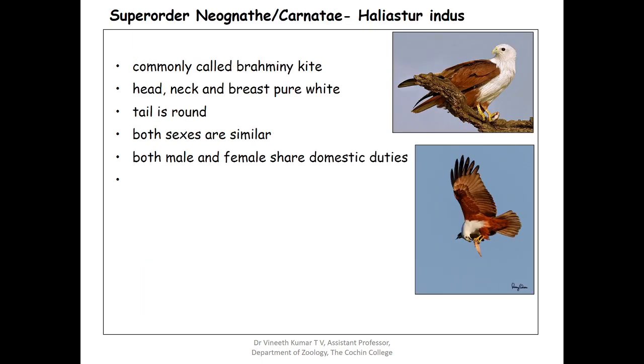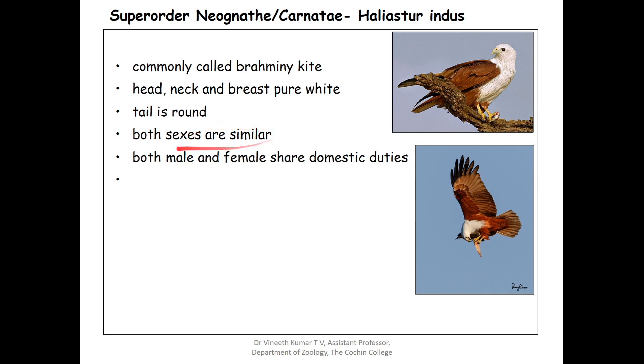Coming to the example of this group, the superorder Neognathae or Carinatae, it is Haliastur indus, which is commonly called the Brahminy kite. They have all the adaptations of a flying bird, and the major feature of this Haliastur indus is that the head, neck, and breast are pure white in color. The tail is rounded, which you can see. It is not forked or pointed. It is more or less rounded, as you see in this picture.